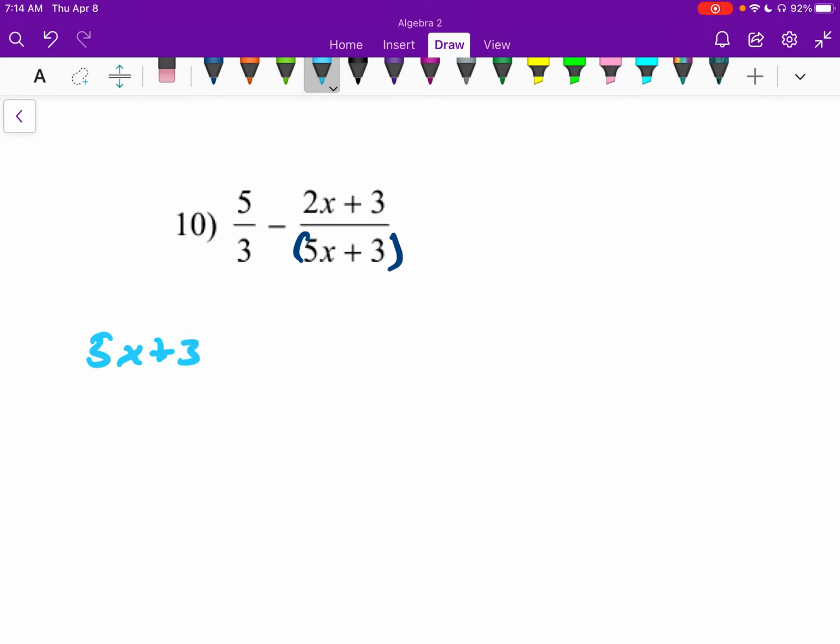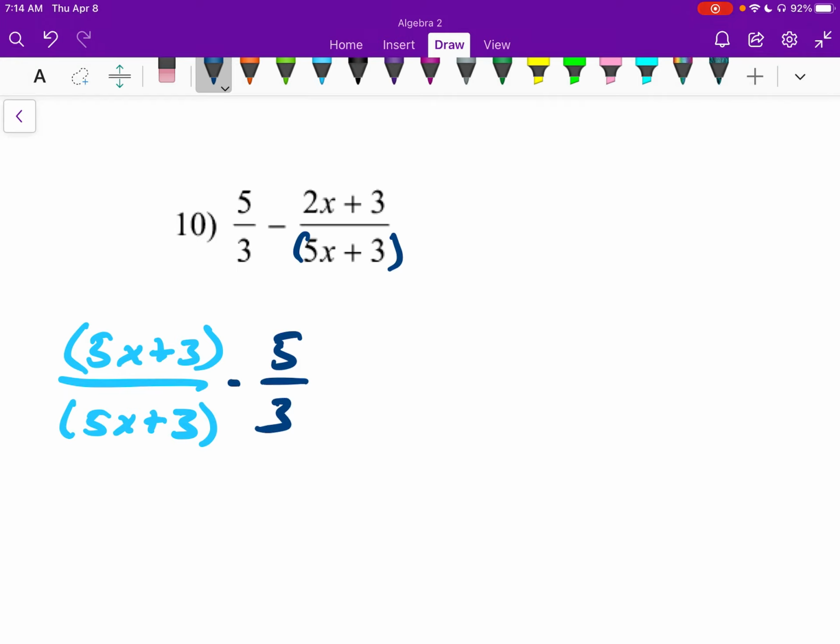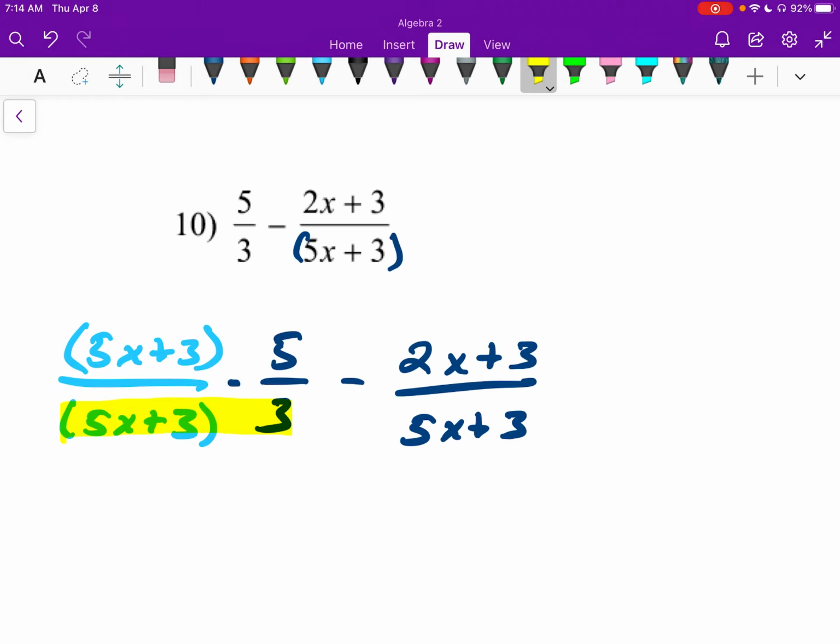5x plus 3 over 5x plus 3, and this is multiplying by the fraction 5/3, and then I have minus 2x plus 3 over 5x plus 3. But the right fraction, we look at here, this is going to be 3 times that. So the right fraction we need to multiply by 3. So here I'll multiply by 3 over 3.